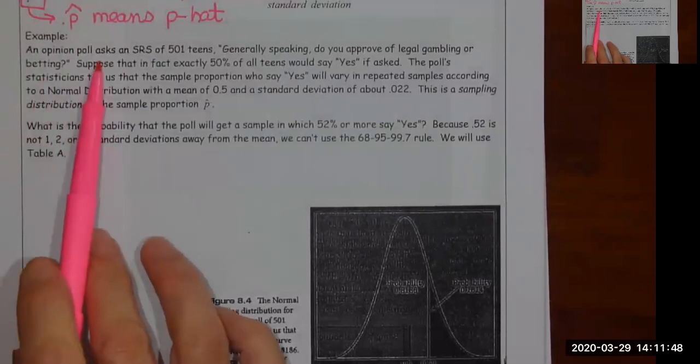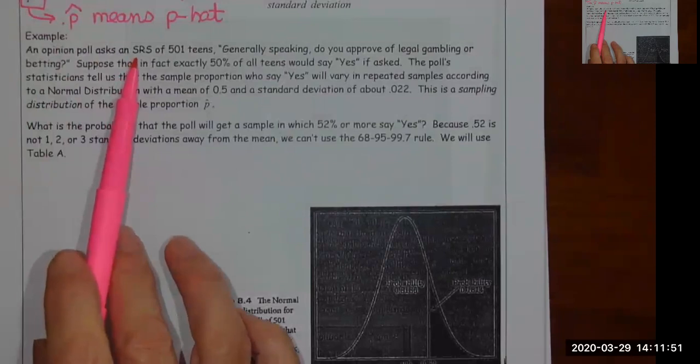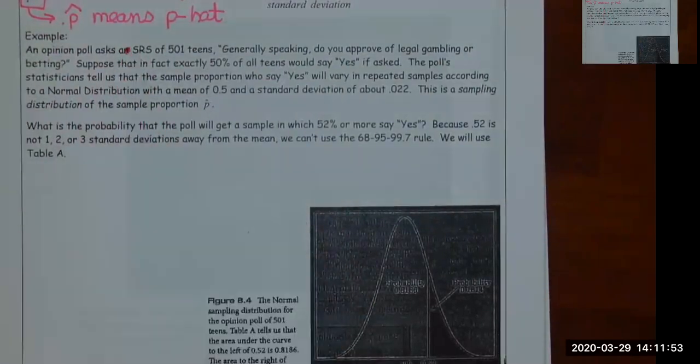An opinion poll asks a simple random sample of 501 teens: generally speaking, do you approve of legal gambling or betting? Suppose that in fact exactly 50% of all teens would say yes if you asked. The poll's statisticians tell us that the sample proportion who say yes will vary in repeated samples according to the normal distribution with a mean of 0.5 and a standard deviation of about 0.022. This is a sampling distribution.